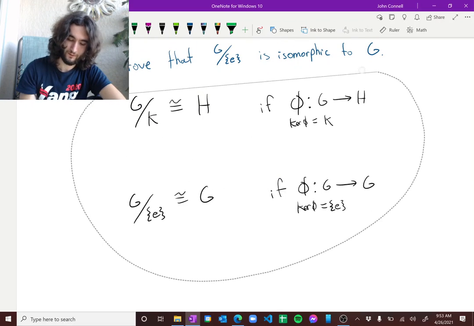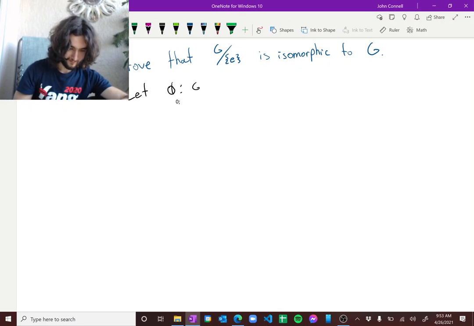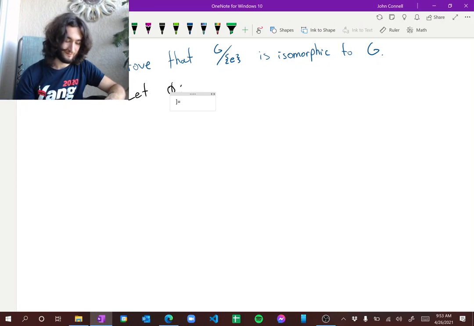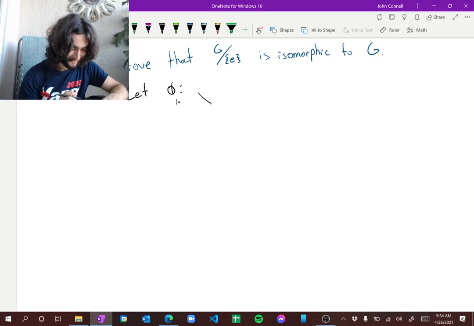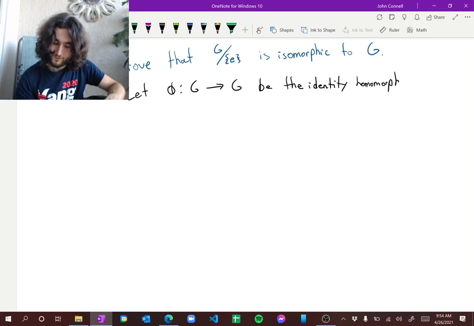So let phi from G to G be the identity. I would say function, but really we should emphasize here that it's a homomorphism. And of course it's a homomorphism, the identity function. Hopefully you believe me.